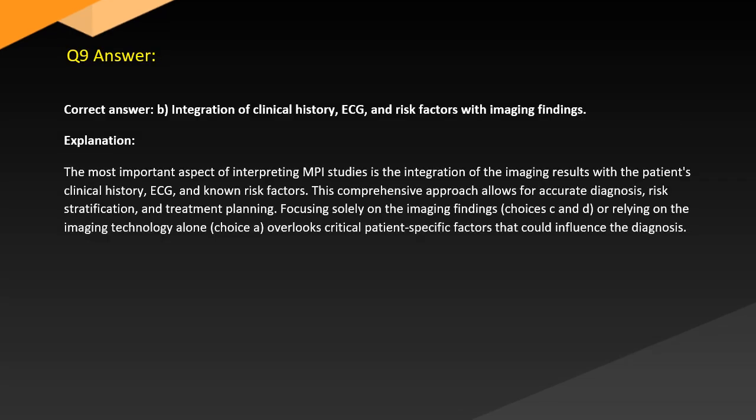Answer. Correct answer: B. Integration of clinical history and risk factors with imaging findings. Explanation. The most important aspect of interpreting MPI studies is the integration of the imaging results with the patient's clinical history and known risk factors. This comprehensive approach allows for accurate diagnosis, risk stratification, and treatment planning. Focusing solely on the imaging findings, choices C and D, or relying on imaging technology alone, choice A, overlooks critical patient-specific factors that could influence the diagnosis.